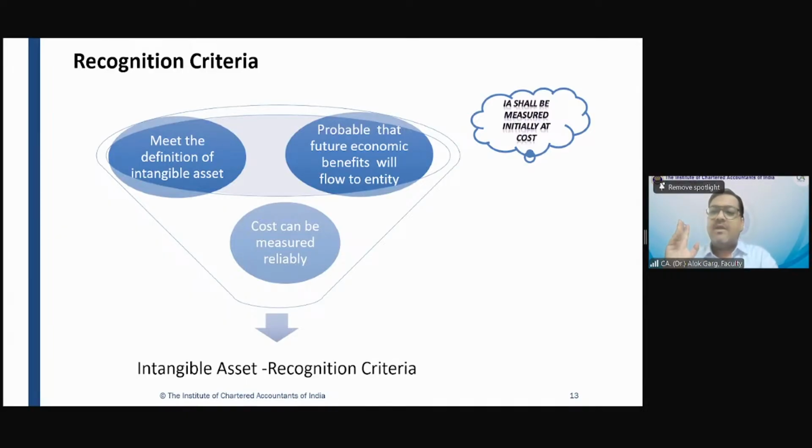Please remember, these two conditions for an asset will always be there. Which two conditions? Future economic benefit and cost should be measured properly. Future economic benefit should be probable.